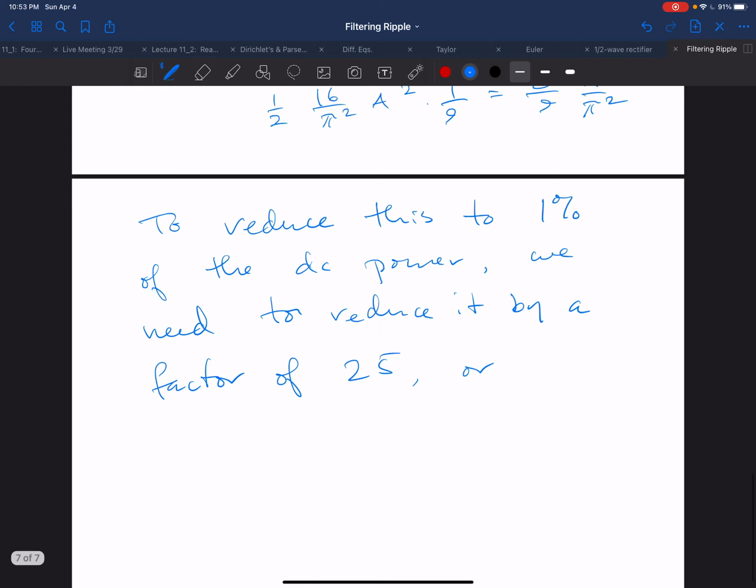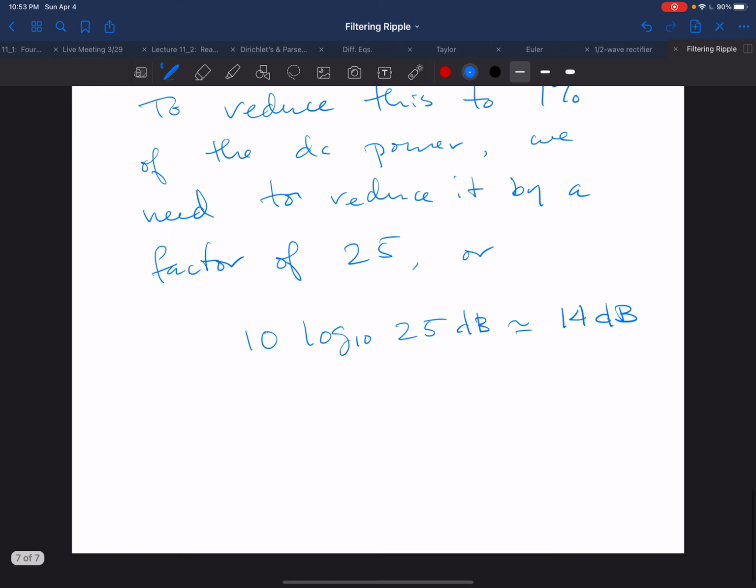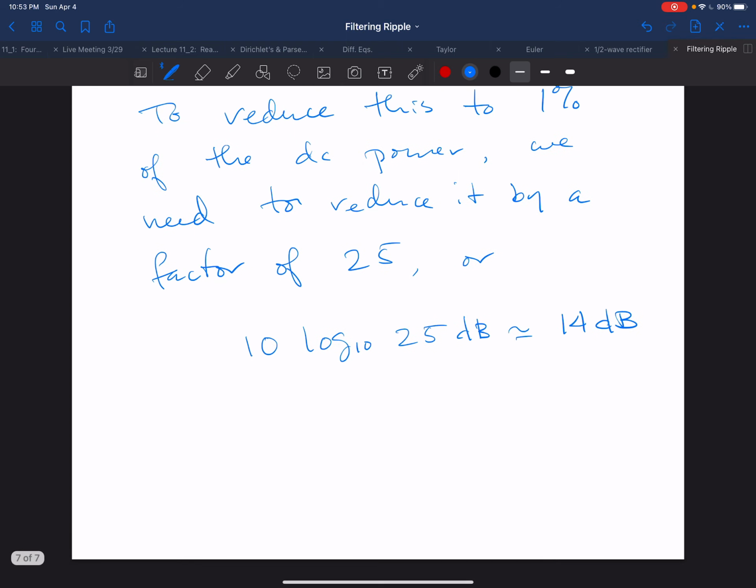Or in decibels, if we wanted to put it into decibels, we would take 10 times its log. We wouldn't use 20 times its log because here we're talking about power, which is already proportional to the square of the signal. So 10 log 25 decibels works out to about 14 decibels. So let's make it a round number and let's go for 20 decibels of attenuation.